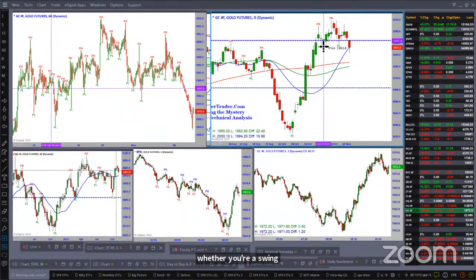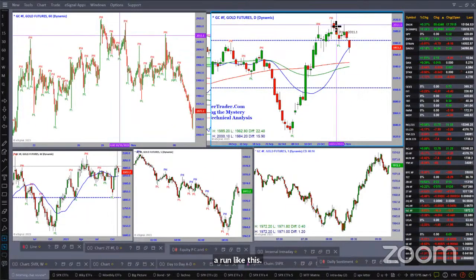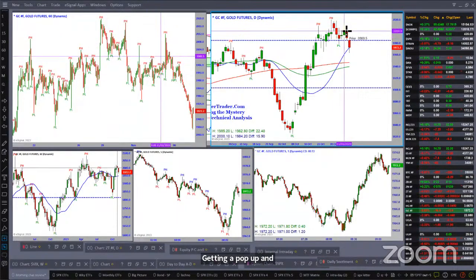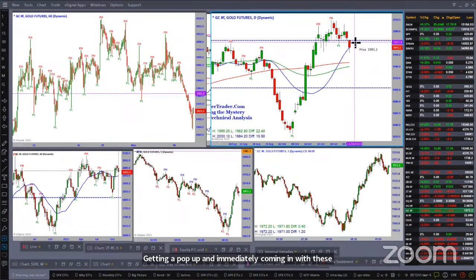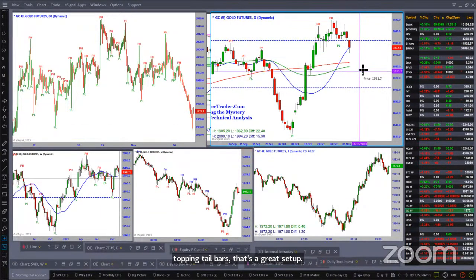After a run like this, getting a pop up and immediately coming in with these topping tail bars, that's a great setup to sell short and look for some kind of a pullback.